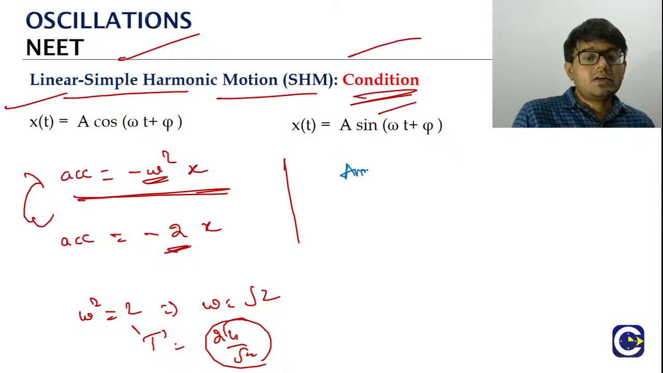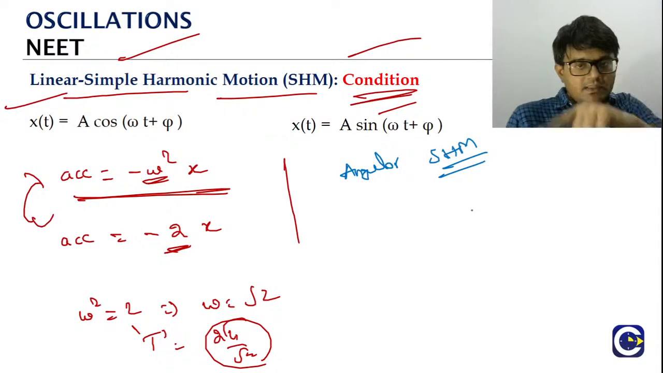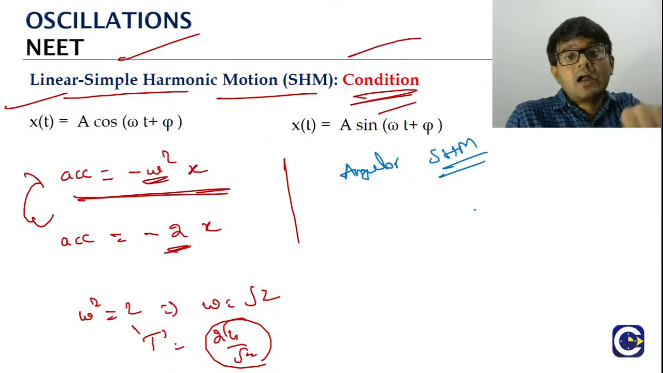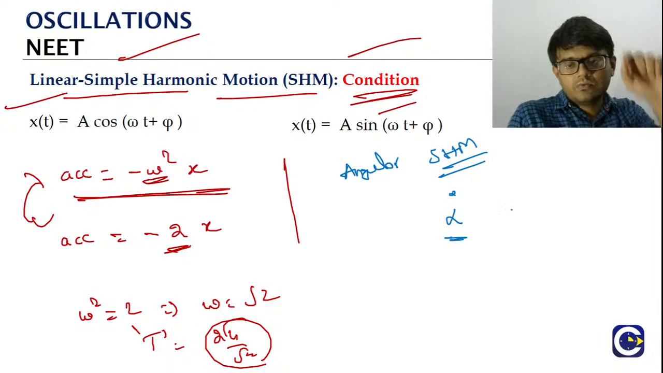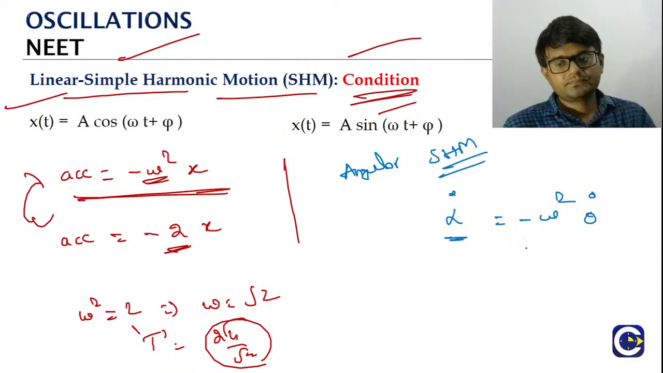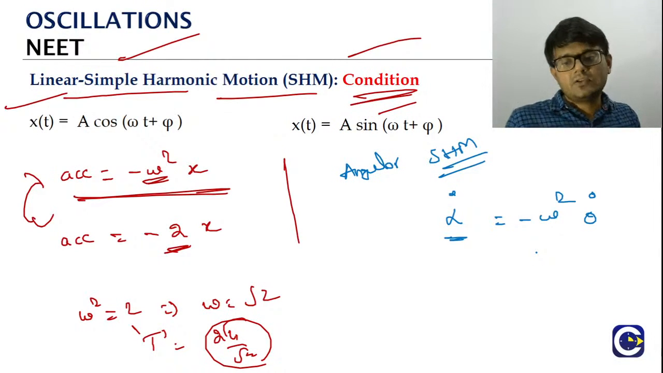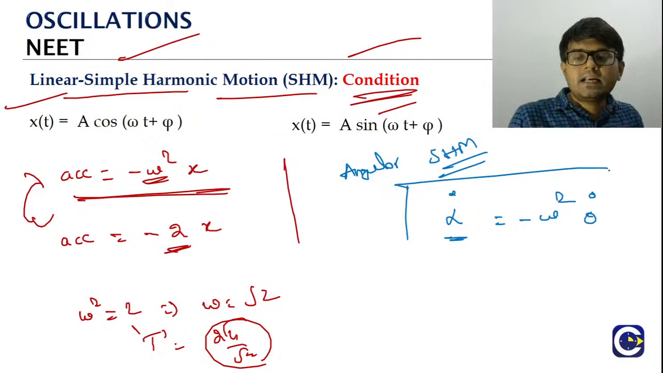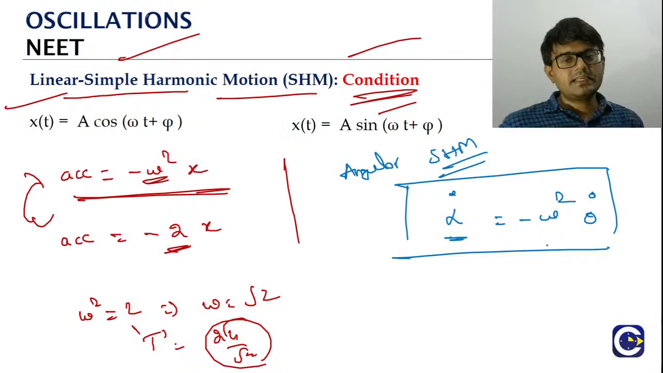At the next stage, we'll talk about the angular SHM. In the angular SHM case, what will come? The relation will be in terms of the angular parameters. So instead of acceleration, what will come there? Alpha will come. So we'll have the relation as it is: alpha will be equal to what? Minus omega square into theta. That is the condition for the angular SHM.